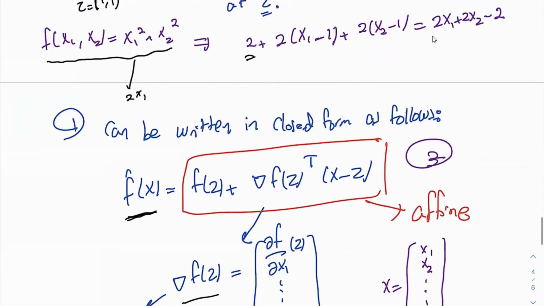So you can write it in a closed form. You see, this is the affine function. What's the difference between this? You can take this one as like y. This is an affine function, okay, in general.